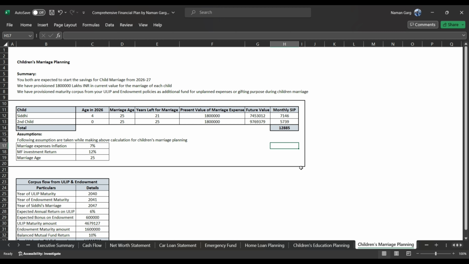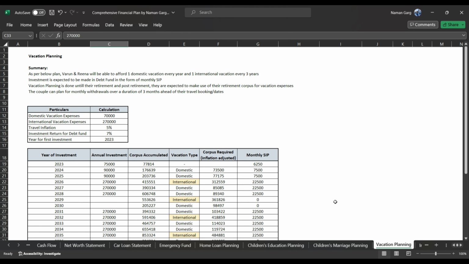Now, moving on to children's marriage planning. Over here, you will get an understanding of the monthly amount which you need to save for your children's marriage expenses. Wherever possible, we will also try to make use of your current investments to meet these financial goals.